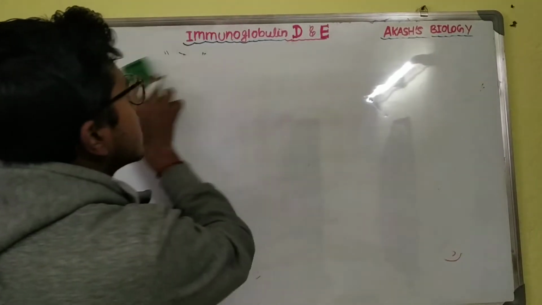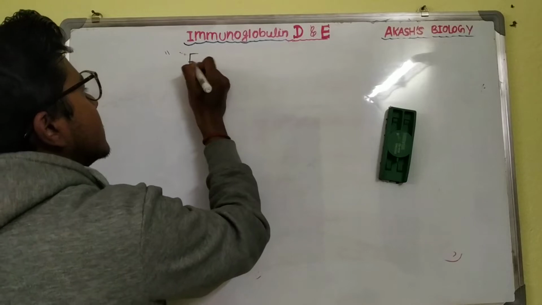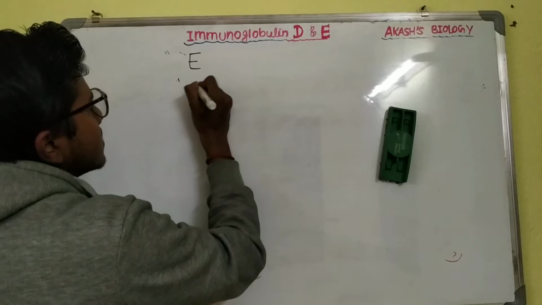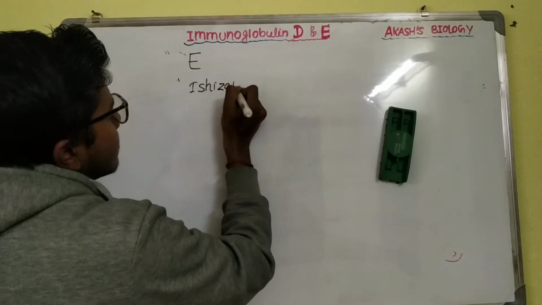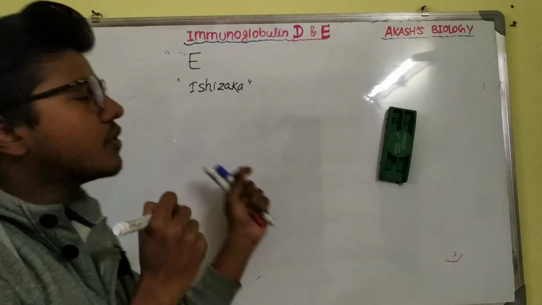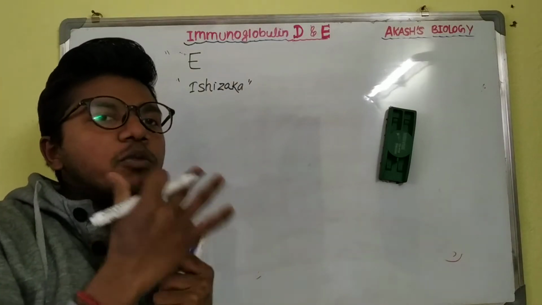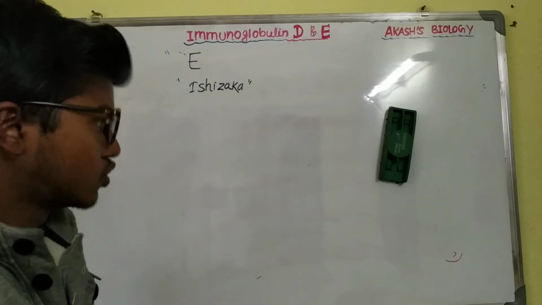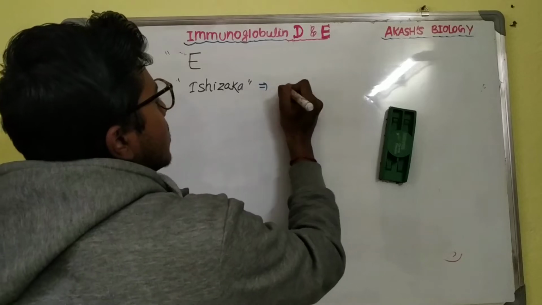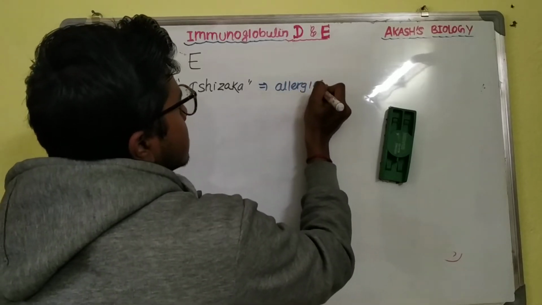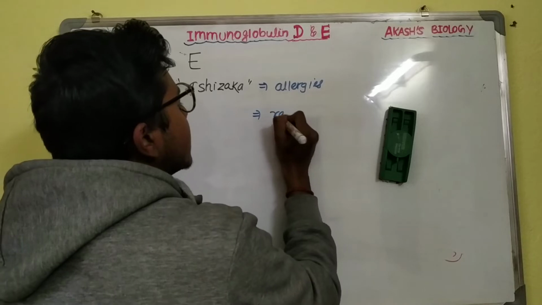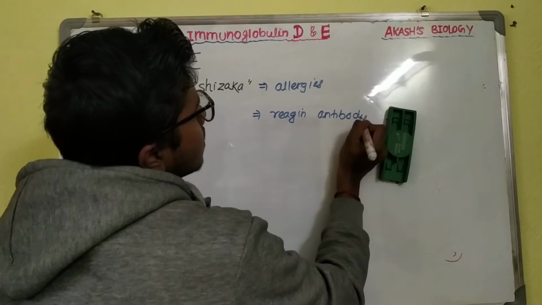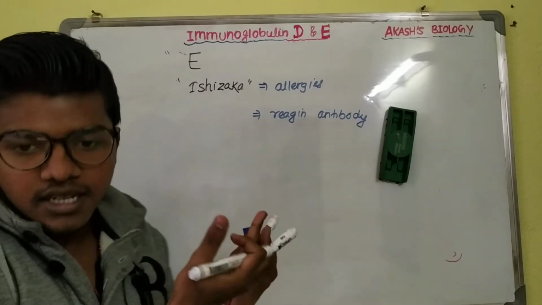Now coming on to IgE. The IgE immunoglobulin was first discovered by E.C. Jaka, who noticed it in a person suffering from allergies. That's why it is also known as Reagin antibody, because it is obtained from a person who is suffering from allergies.